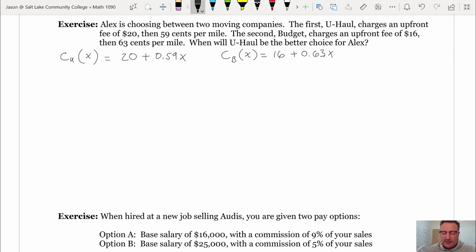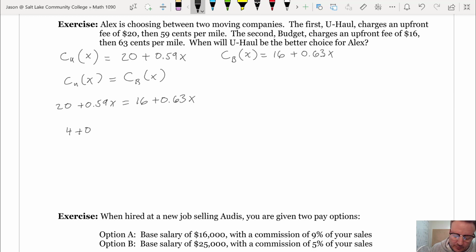Okay, and what we want to find out is x, the number of miles, such that the cost will be equal. When are they first equal? So let's set these two functions equal to each other and solve for x. So we're doing C sub U of x equals C sub B of x. So we have 20 plus 0.59x equals 16 plus 0.63x. Okay, I think I will subtract 16 from both sides of the equation, and 20 minus 16 is 4, so I'll get 4 plus 0.59x will equal 0.63x.